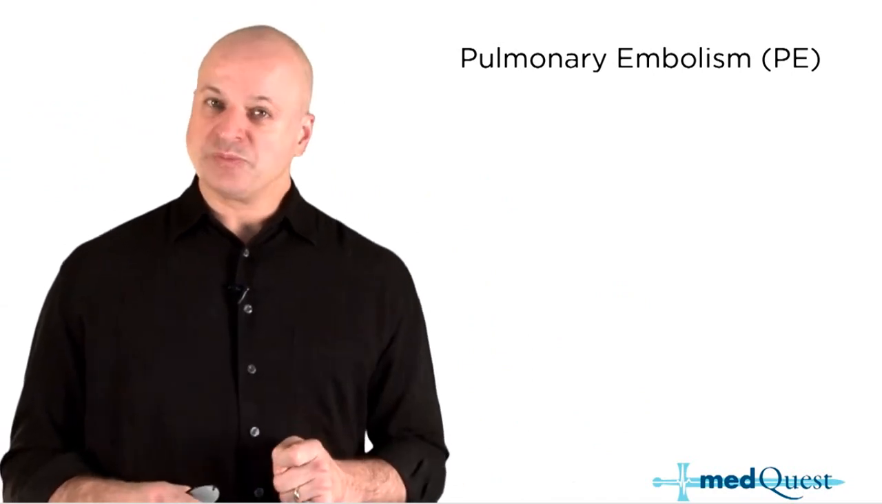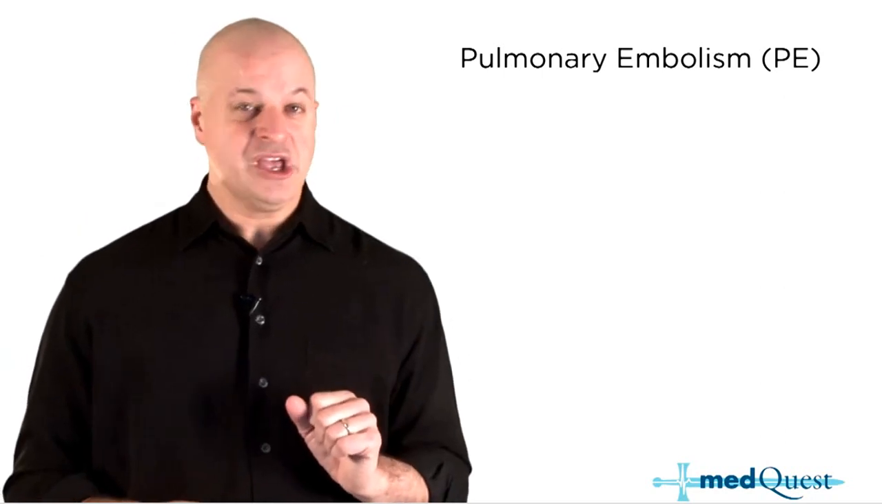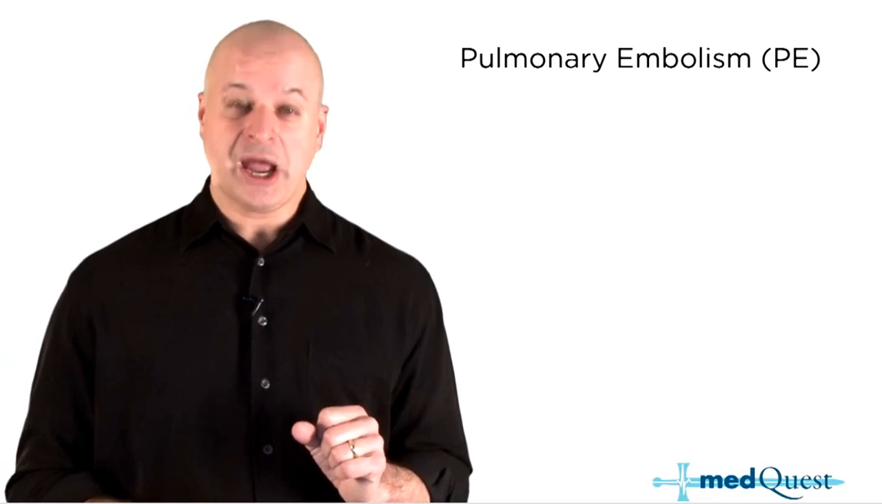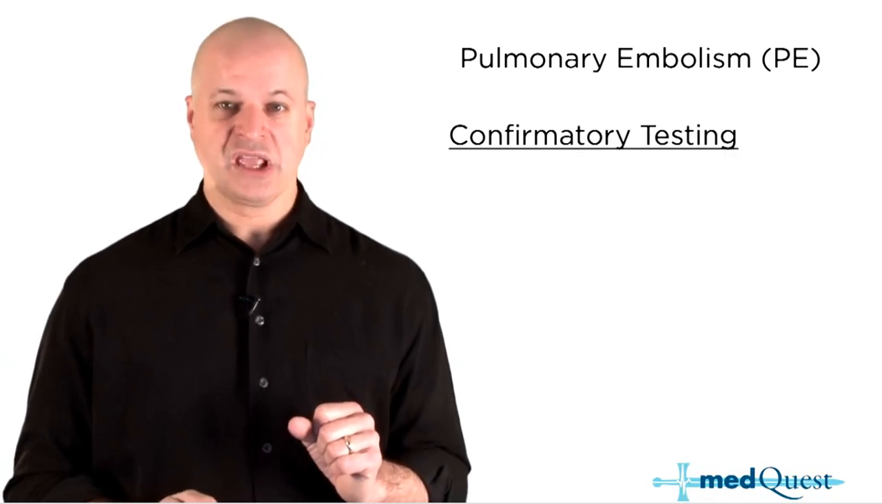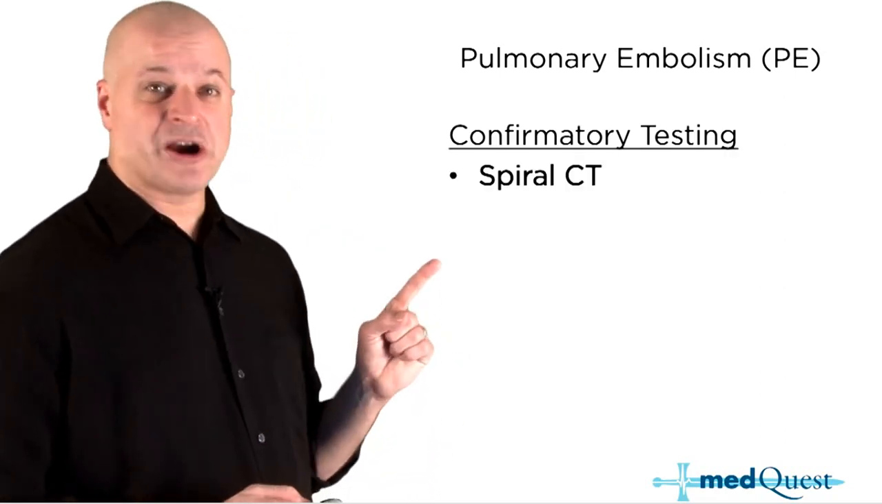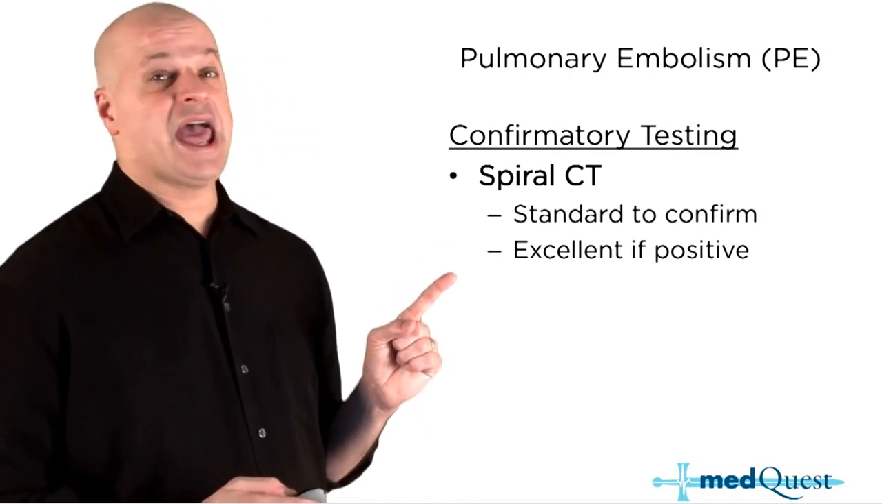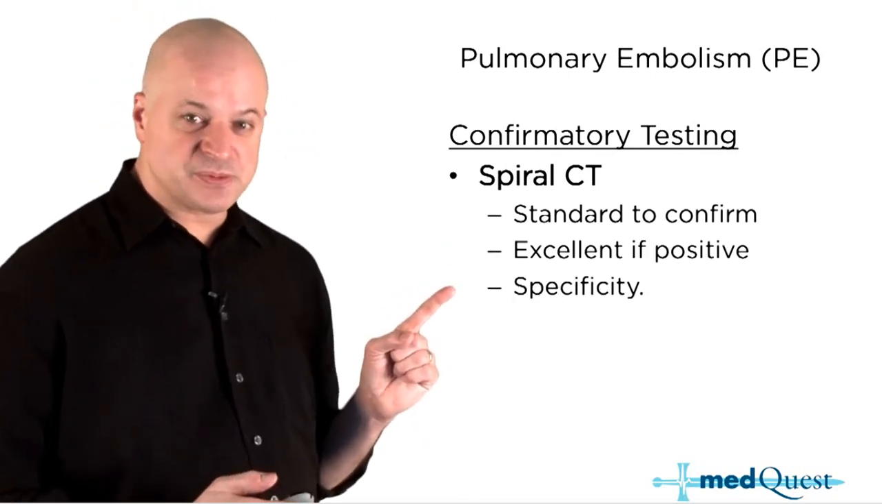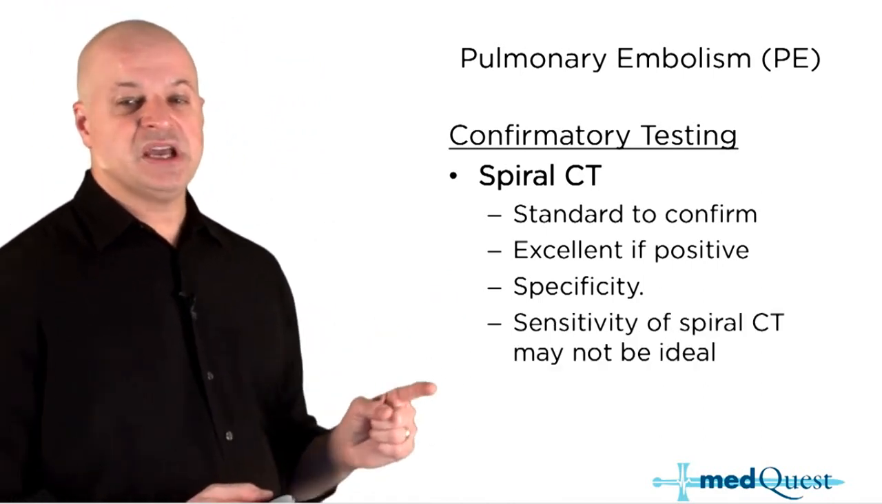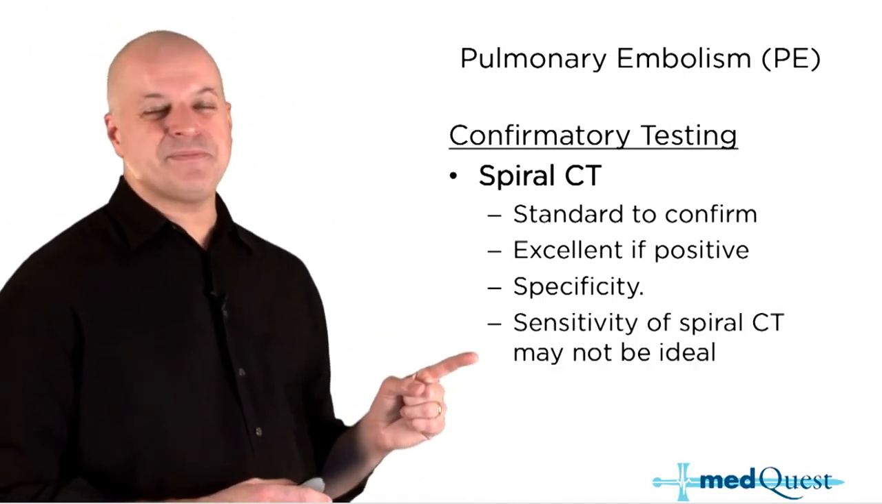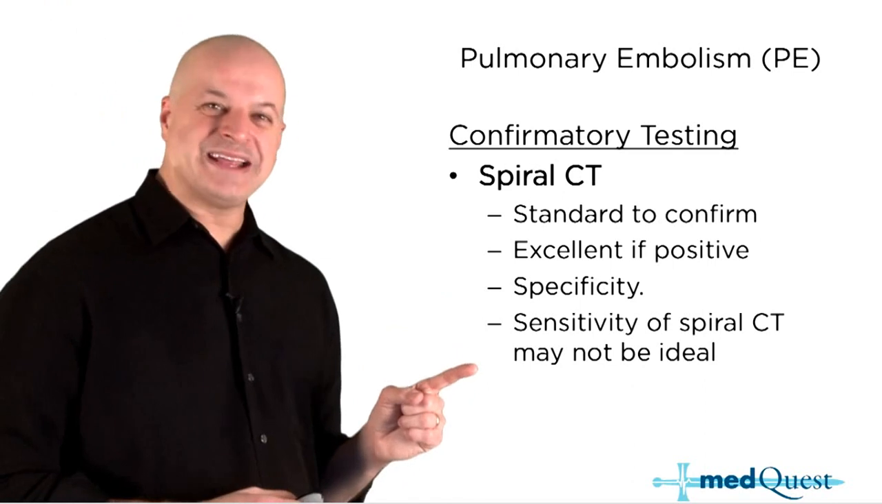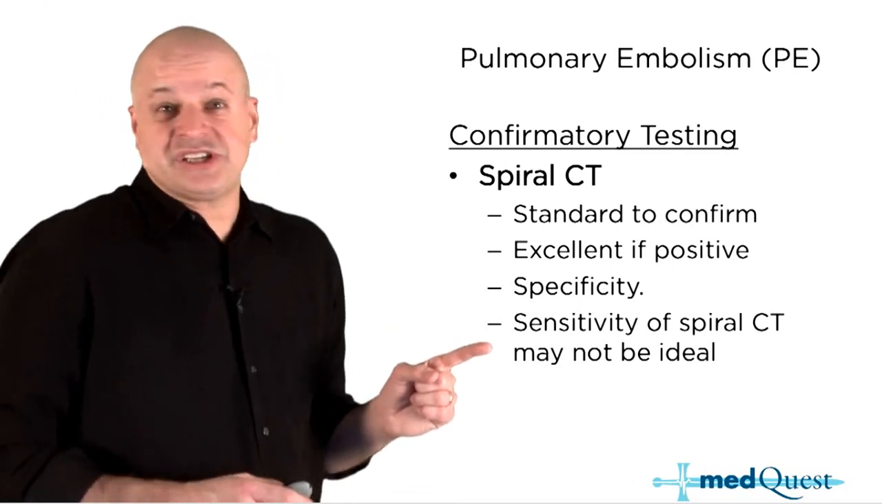Hospital ward. If they're hypotensive, ICU with thrombolytics. Standard PE, hypoxic, hospital ward. The confirmatory test is spiral CT, standard of care now, especially if it's positive, extremely specific. The sensitivity of it may not be, well, it depends, but it's certainly more sensitive than the VQ scan.